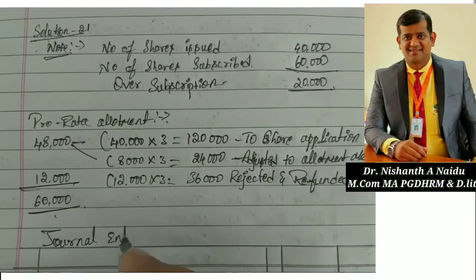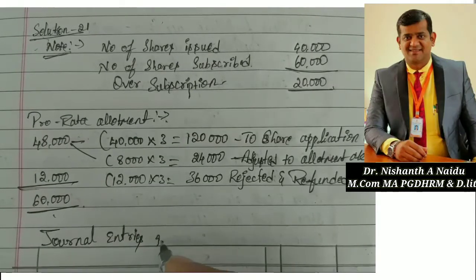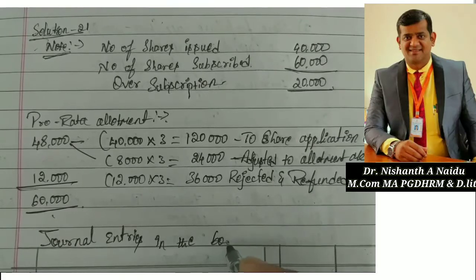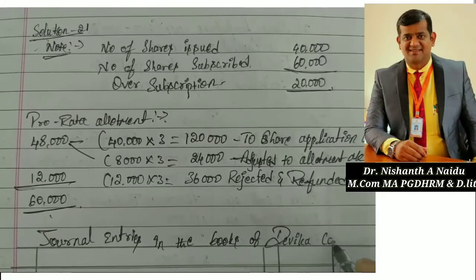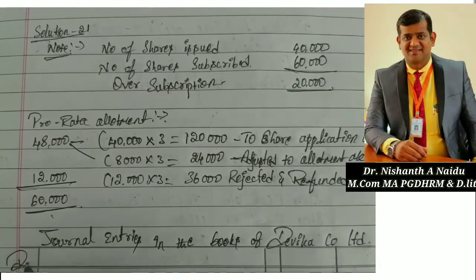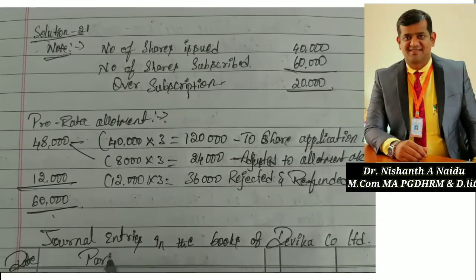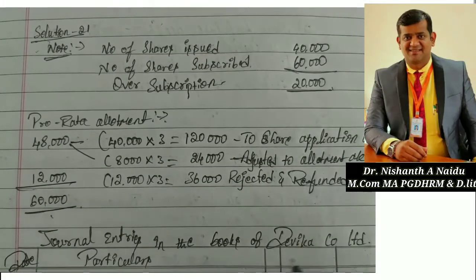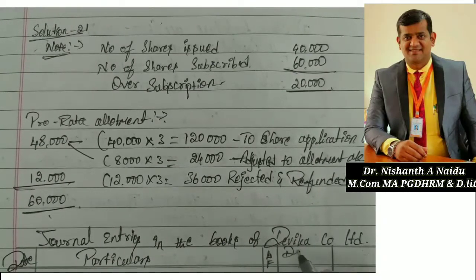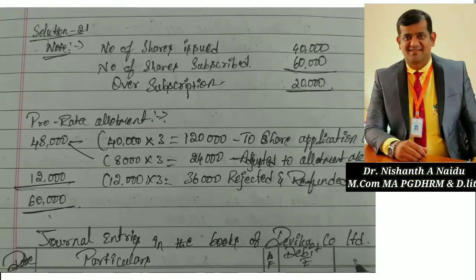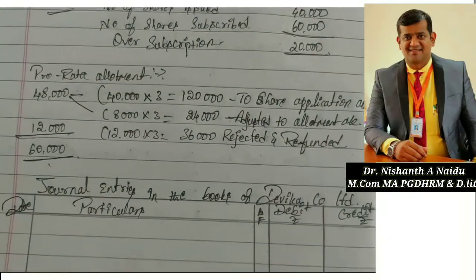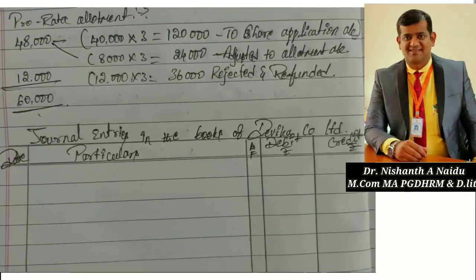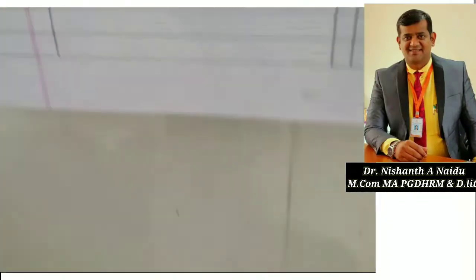Journal entries in the books of Devika Company Limited. So date, particulars, LF, debit rupees, credit rupees. So this is the table. I am ready with the table. So now we are moving further towards the journal entry. Let us pass the journal entry now.